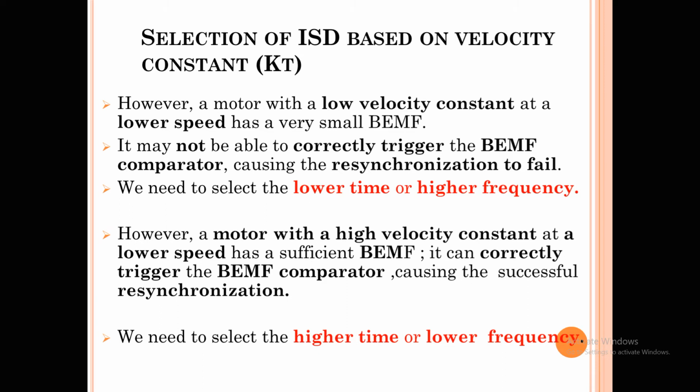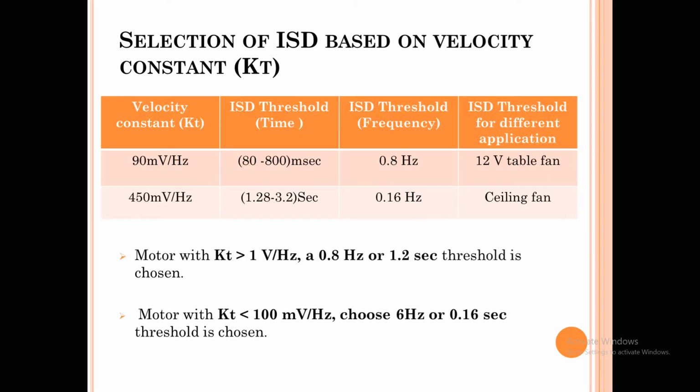Hope you understand. In the same way, if your motor has a higher velocity constant value, then at a lower RPM it has a sufficient back EMF value to switch the motor to closed loop operation. So what it actually means, like the basic criteria we have already discussed: if your motor has a lesser motor constant value, then we have to select the lesser time. If your motor constant value is higher, then you have to select the higher time duration.